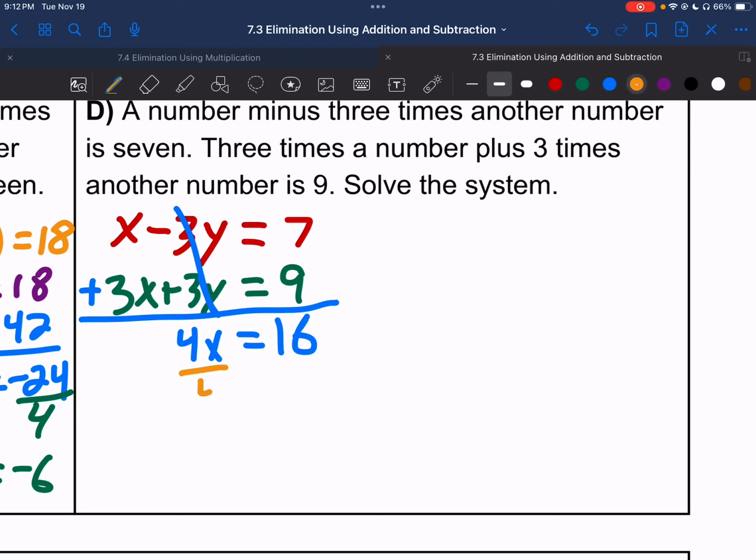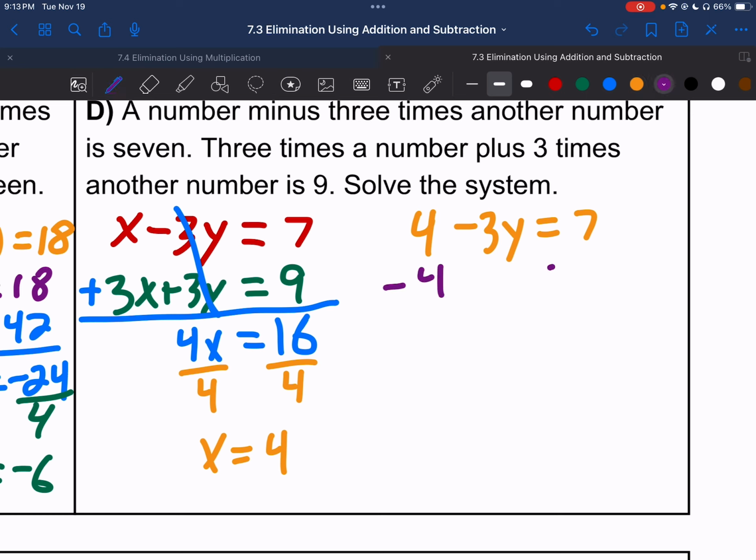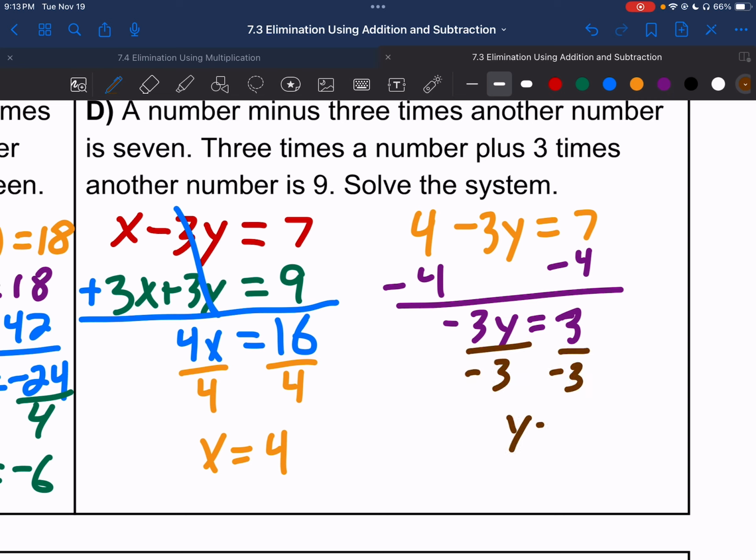And we divide both sides by 4. x equals 4. So now we do 4 minus 3y equals 7. I subtract 4 from both sides. -3y equals 3. And we divide by -3. y equals -1. So we've got (4, -1) as our ordered pair.